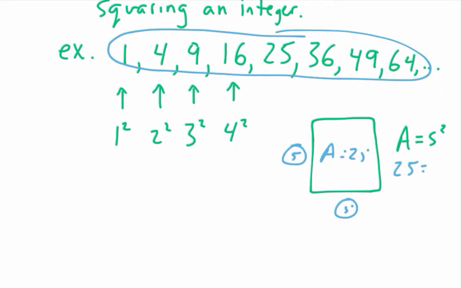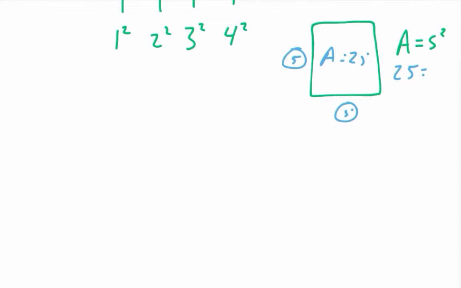All right, want to do some examples. I'll call this example 1, even though we listed perfect squares as an example. I'm going to ask, is 225 a perfect square?